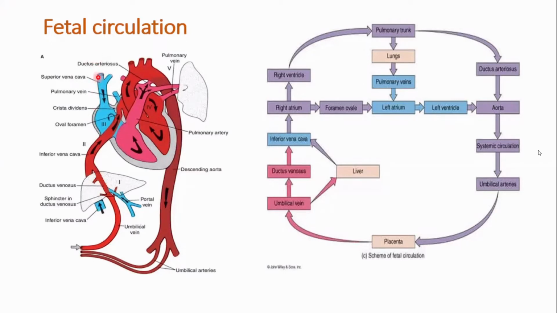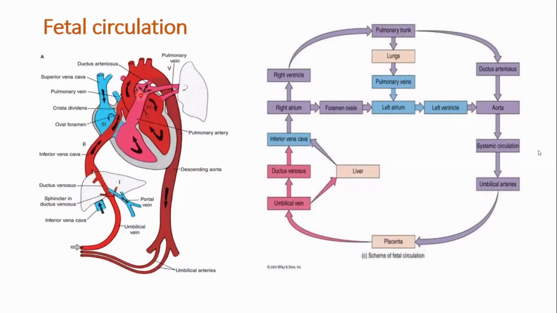Now, what happens again in the right atrium is some amount of blood is mixed, because deoxygenated blood will be coming from the superior vena cava and inferior vena cava. And this mixed blood will go into the right ventricle. From the right ventricle, it will go through the pulmonary trunk. A very small amount of blood will go into the lungs because the lungs are not inflated. And that small amount of blood is returned to the left atrium via the pulmonary vein.